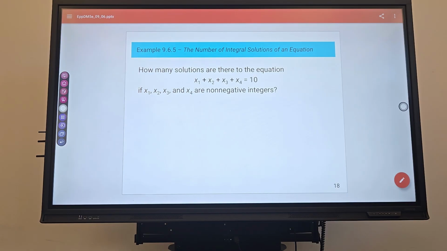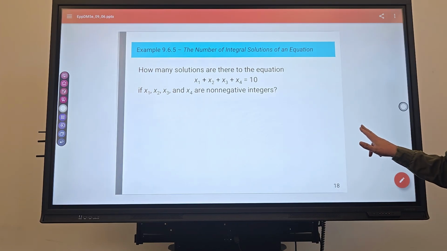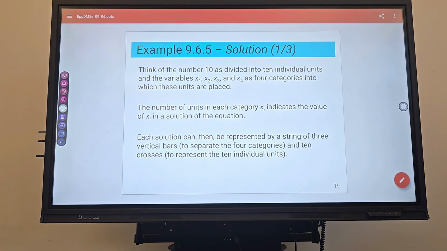How many solutions are there to the equation x sub 0 plus x sub 1 plus x sub 2 plus x sub 3 plus x sub 4 equals 10 if those variables are non-negative integers? Well, think of the number 10 as divided into 10 individual units, and the variables given are as categories into which these units are placed. The number of units in each category indicates the value of x sub i in a solution of the equation.